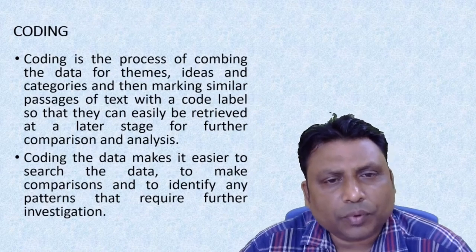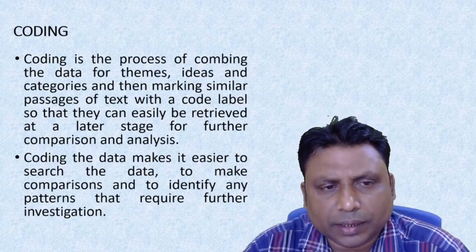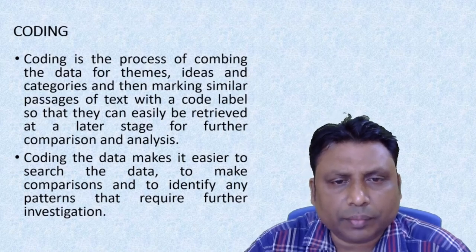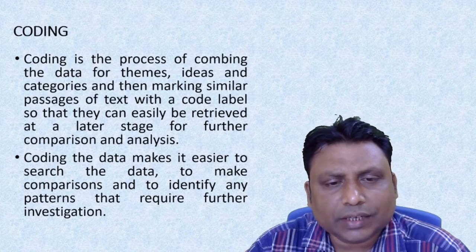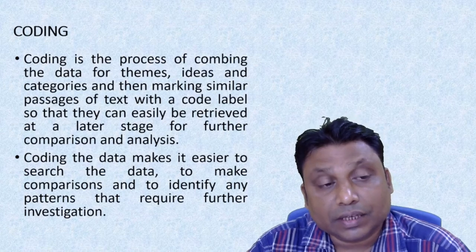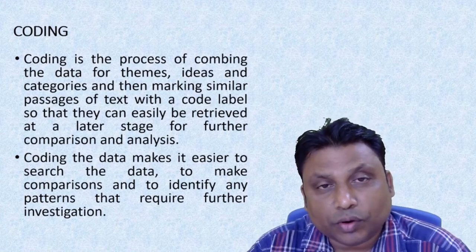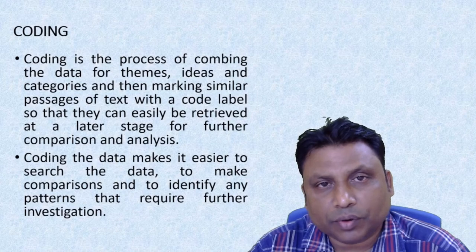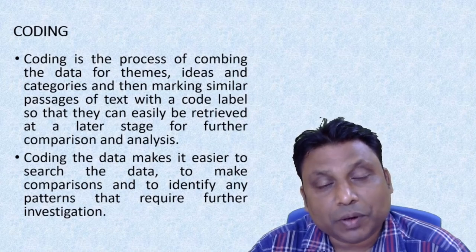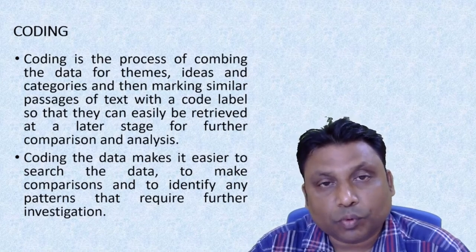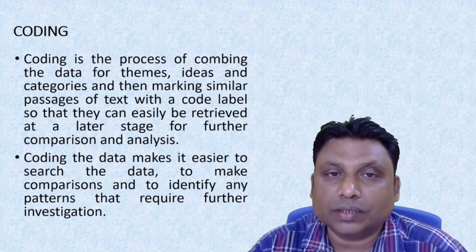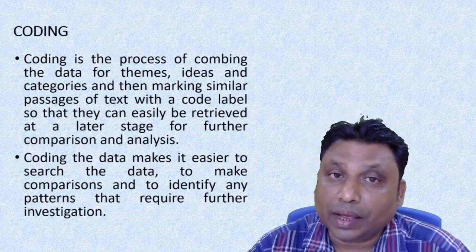Similarly, coding is a process of combining the data into themes, ideas, and categories, and then marking similar passages of text with a code label so that they can easily be retrieved at a later stage for further comparison and analysis. So here, when you are coding your data, for example age group 1, 2, 3, 4, 5, you put this coding in your Excel sheet, and you have to note what is for 1, what is for 2, what is for 3, 4 and 5.